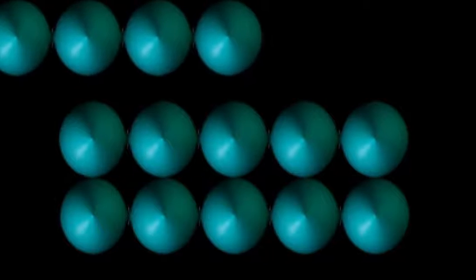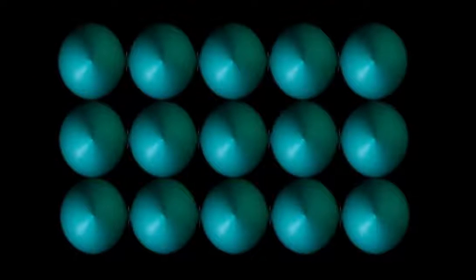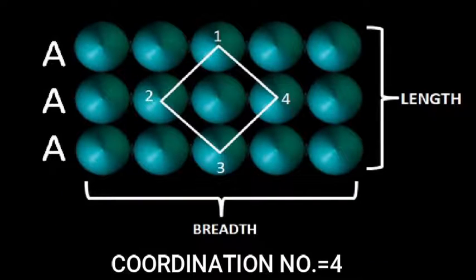Square close packing in two dimensions. In this, spheres are packed in such a way that they align together vertically as well as horizontally, and the centers of all spheres are in a straight line. Here, each sphere is in contact with four other spheres in the same plane. This is termed square close packing and the coordination number is 4.